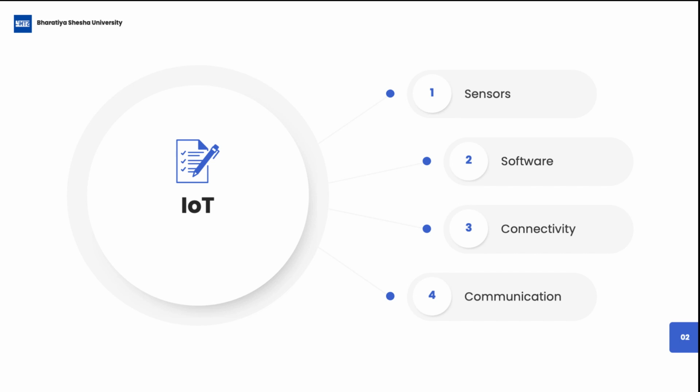The fourth and the major importance of IoT is communication. If we talk about communication in an IoT device, IoT devices have the inherent ability to connect to the internet or other networks. This connectivity allows them to send and receive data, enabling remote control, data collection and communication with other devices. So communication is an important part of IoT.